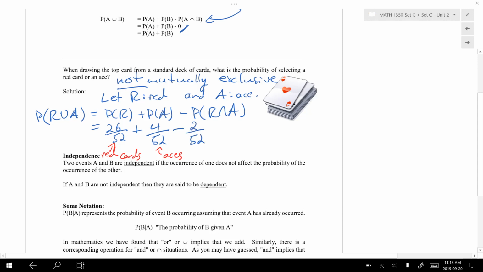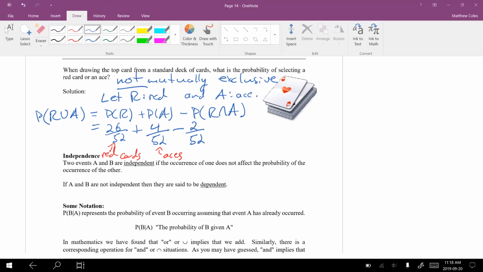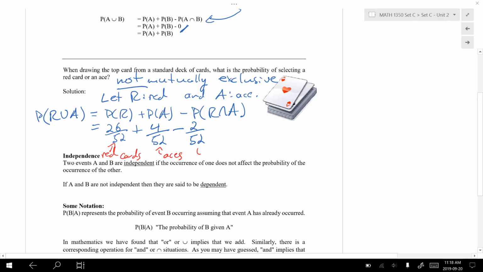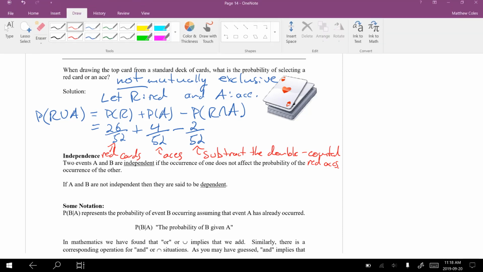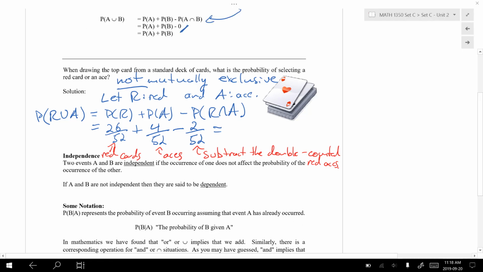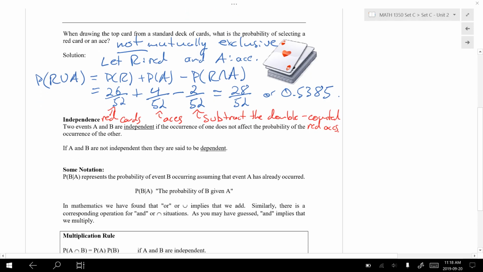Let's subtract off the probability of getting a red ace, of which in the deck there happen to be 2, hearts and diamonds. So here we're subtracting out because of the double counting. The double counted red aces. So at the end of the day, we're getting about 28 over 52, or about 54% here. So this is an example where the events are not mutually exclusive.